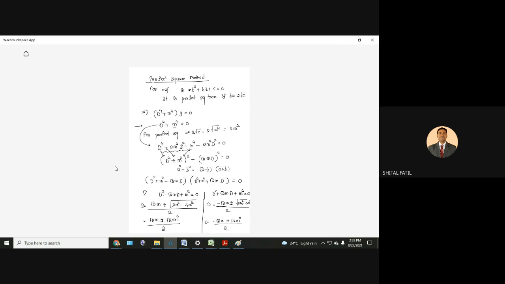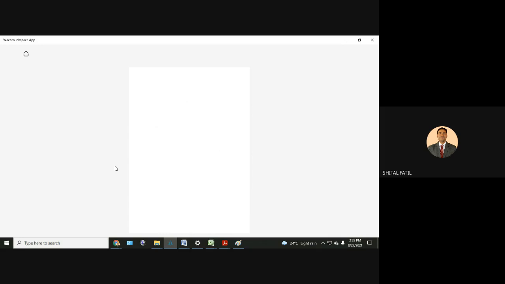So the roots are m plus minus mi divided by root 2, and minus m plus minus mi divided by root 2. So alpha equal to m by root 2, beta equal to m by root 2, alpha equal to minus m by root 2.